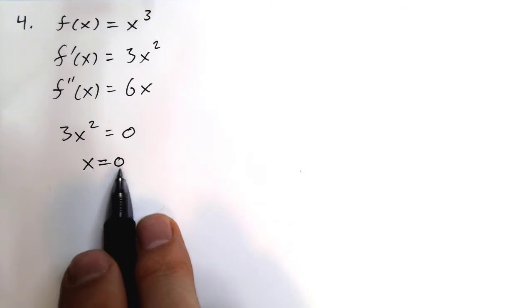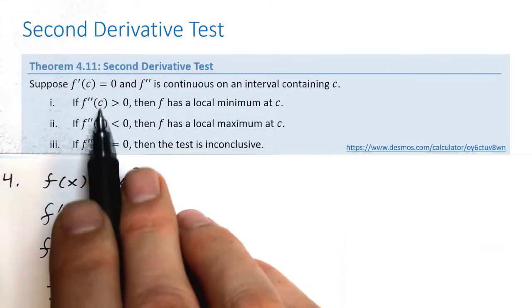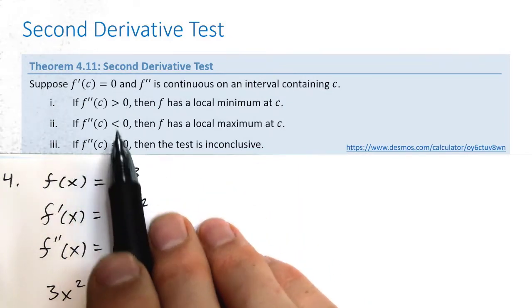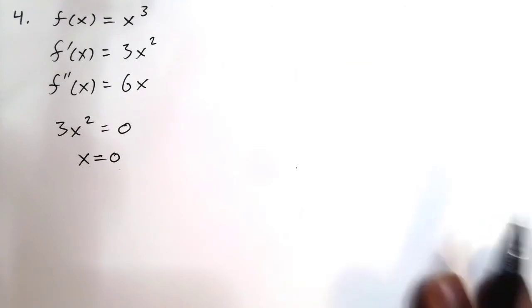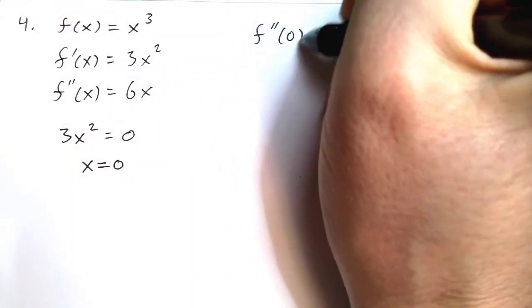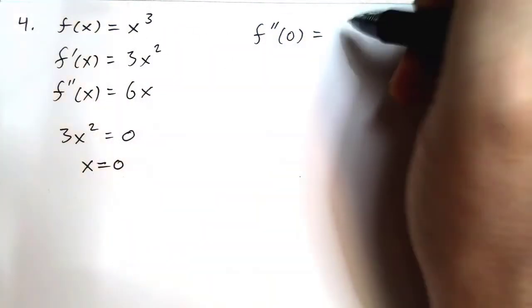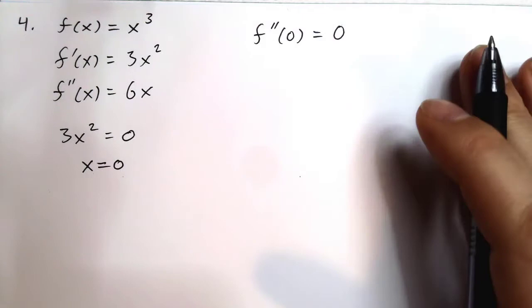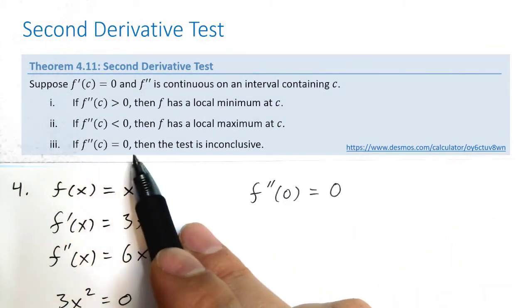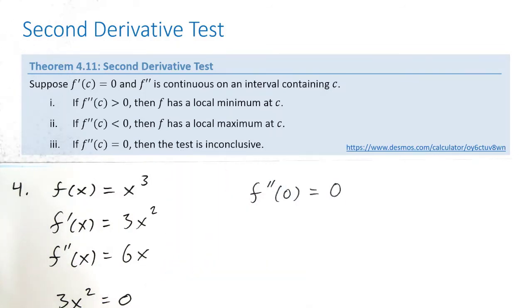We're going to evaluate the second derivative. We want to see the value of the second derivative at that value and check its sign. Is it positive, negative, or 0? All right, so let's go ahead and plug 0 into the second derivative, and let's see what we get. 6 times 0 is equal to 0. Okay, so where are we on this chart? Well, we're in the third possibility. And so the test is inconclusive.